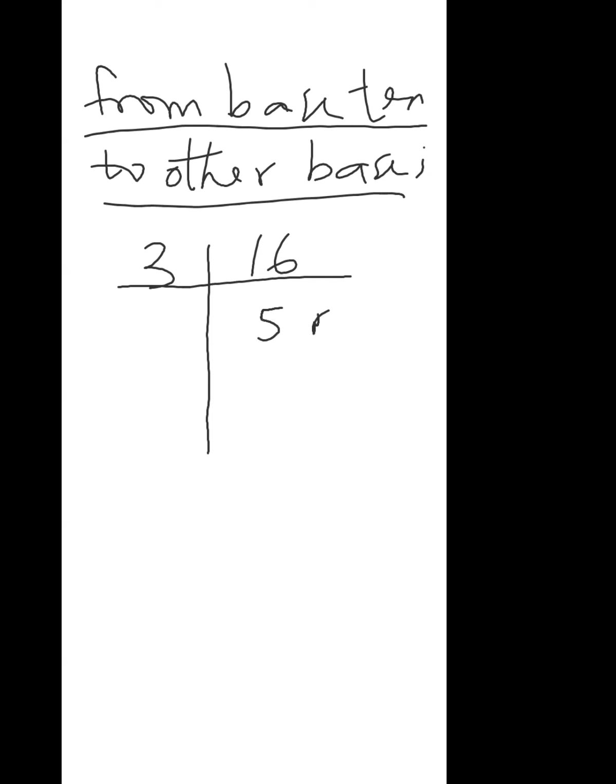I told you to always keep the remainder, all right? We need it handy. 3 into 5, you can only get it once, and now there will be a remainder of 2. And then, of course, 3 into 1 is not possible, so you write your 0 there, and then you keep a remainder of 1. Now, starting from the last number, you progress upwards. So you are going to list each of the remainders.